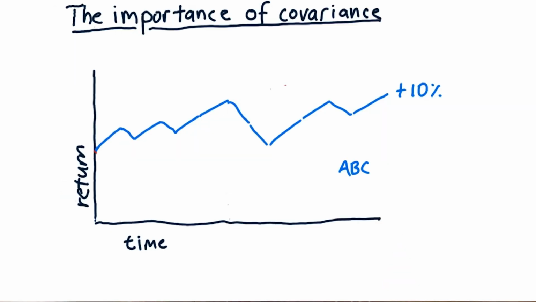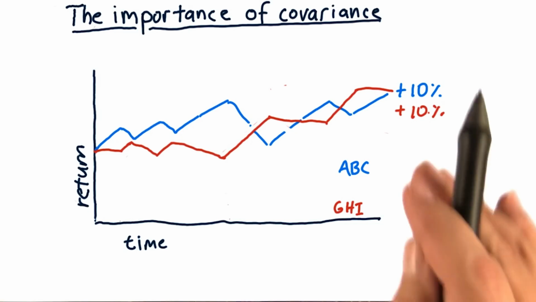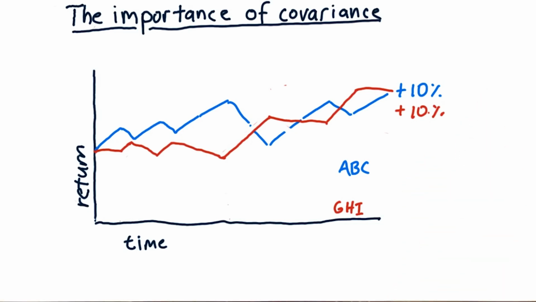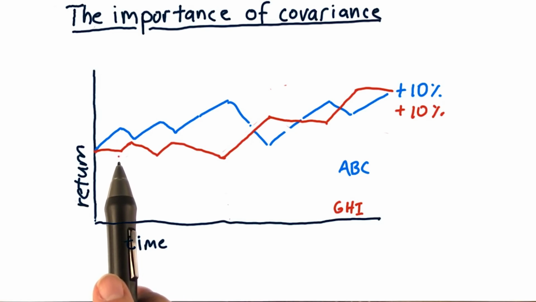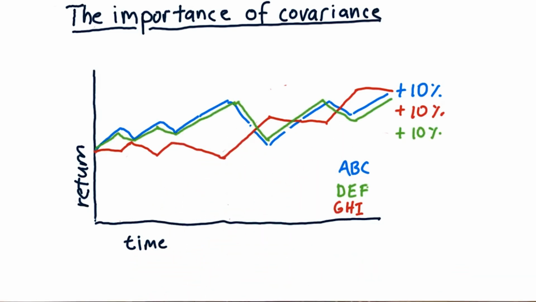So to illustrate the importance of covariance, we're going to take a look at a couple different stocks here. These are pretend, of course. So here's one, ABC. It's gone up 10%. Here's another stock, GHI. It's also gone up 10%, but notice it tends to zig when ABC zags. So it's not going in lockstep with ABC. Finally, here's our last stock that we'll take a look at, DEF. Note how it goes almost in lockstep with ABC.